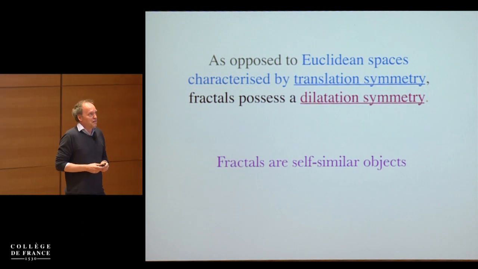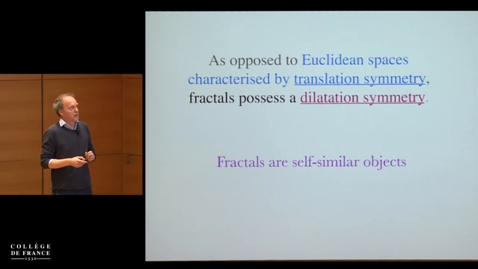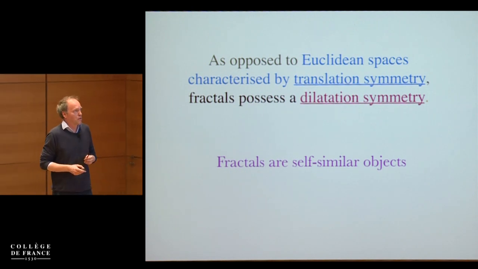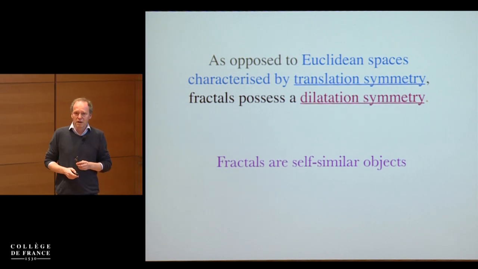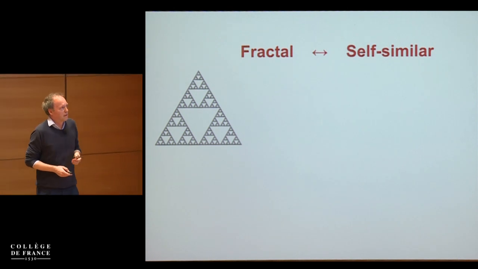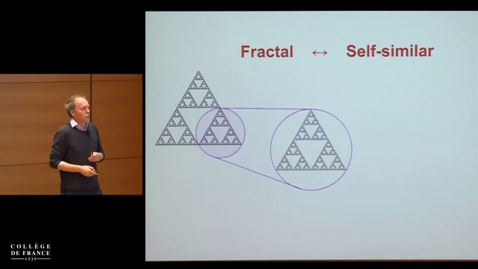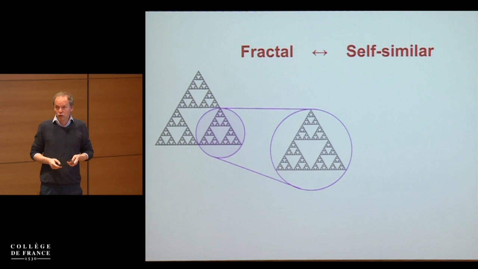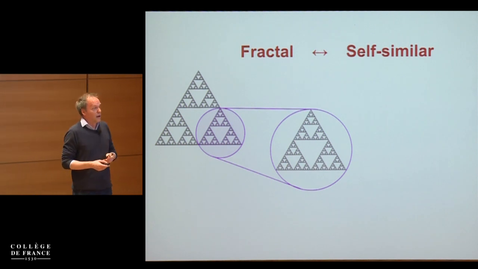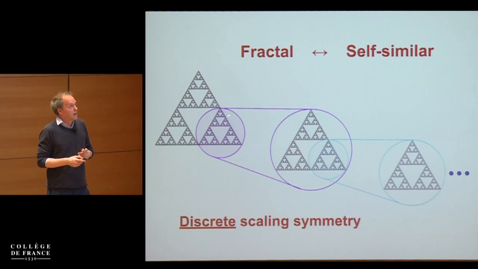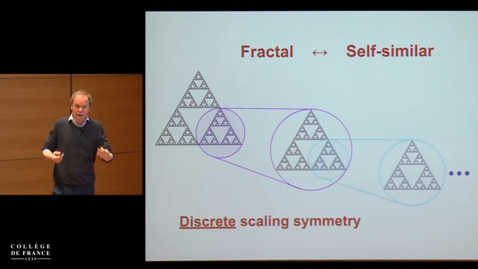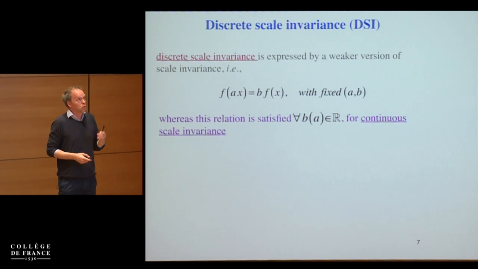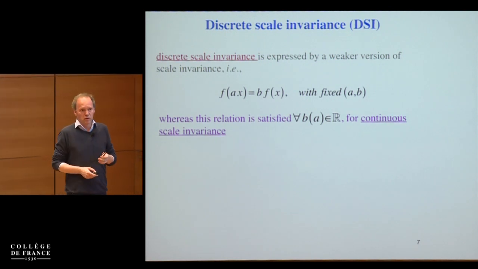So again, as opposed to Euclidean spaces, which are characterized by translational symmetry, as we said again and again, fractals possess dilatation symmetry, meaning that they are self-similar objects. This idea of self-similarity is very well accounted for by this picture of the Sierpinski gasket, which is self-similar, which means that if you enlarge again and again a part of it, you in fact get back the same whole picture. So this is a discrete scaling symmetry, as opposed to continuous scaling symmetry or invariance.